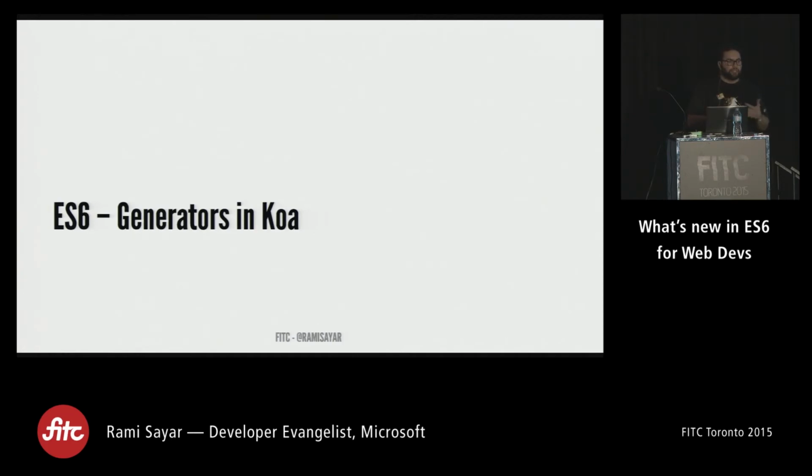So if you've ever built an Express.js app, you would have noticed there's like 20 different middleware that you need to add. Each got its own callback. If there's an error anywhere in the middleware stack, you have no idea where it is, and it's really hard to debug.